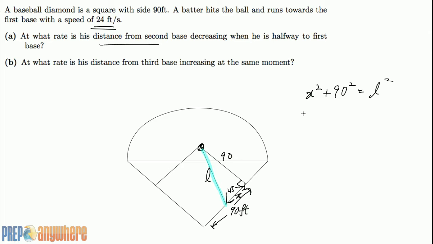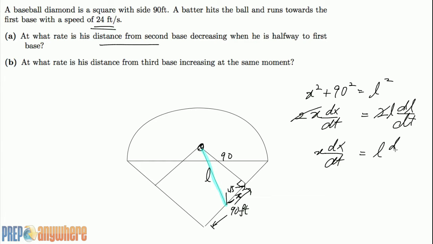Differentiate both sides with respect to time. 2x dx over dt equals 2L dL over dt. So we get x dx over dt equals L dL over dt. Okay, x is given to be 45, and dx over dt is shrinking at 24, so I'm going to put a minus because that distance is shrinking. Now L when x is 45.